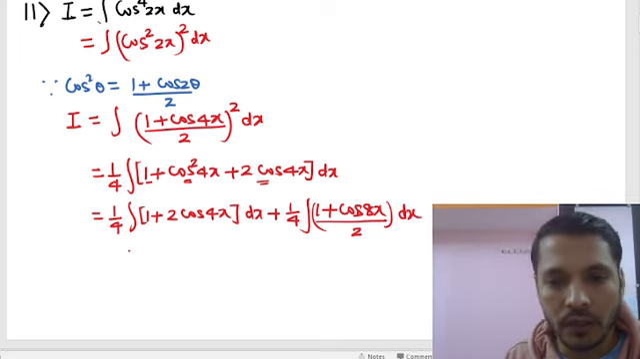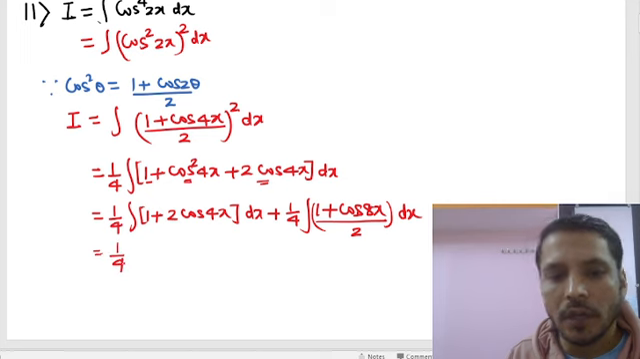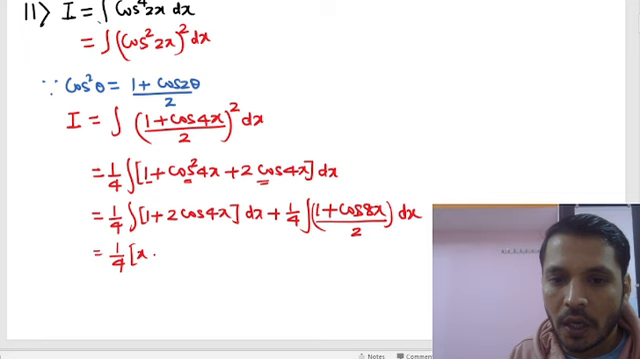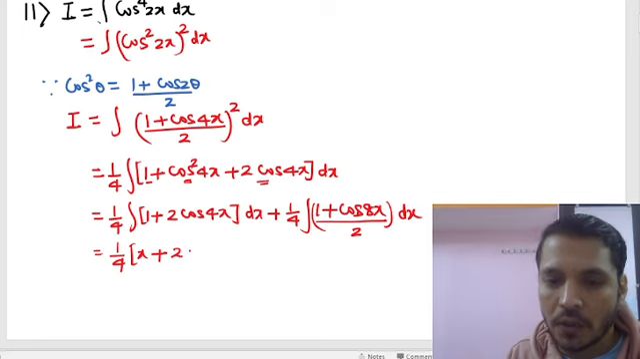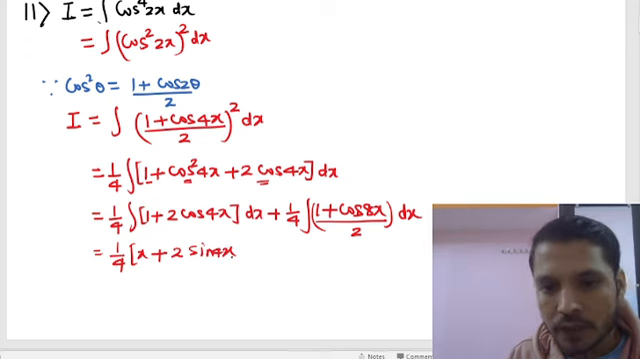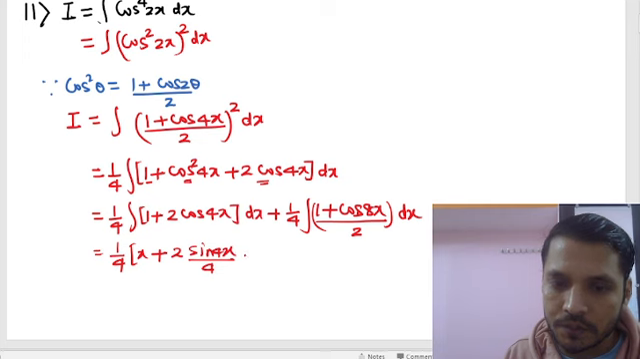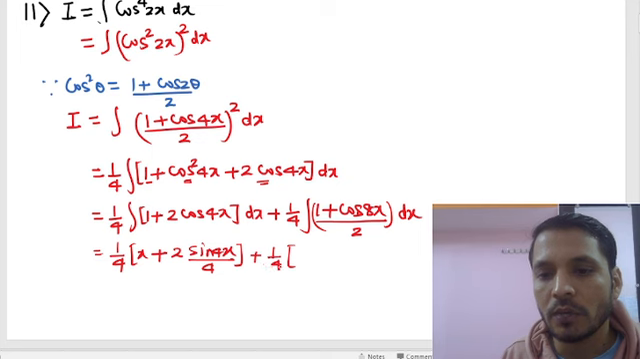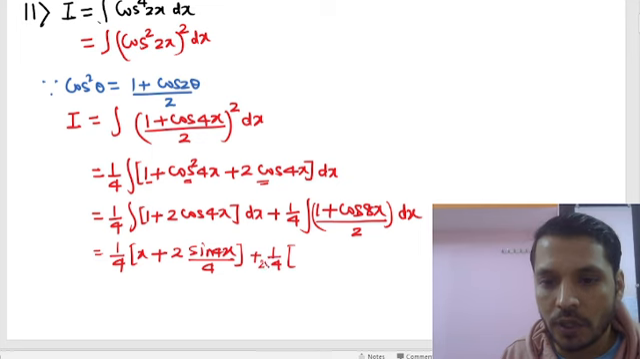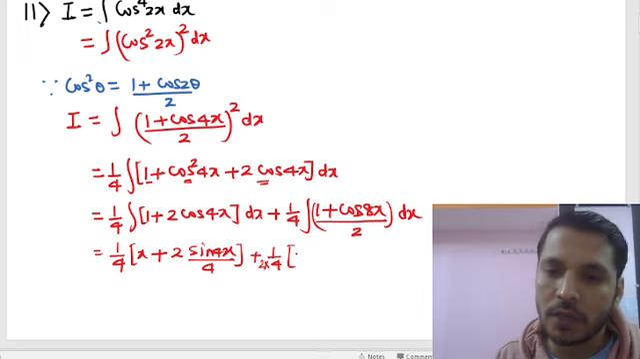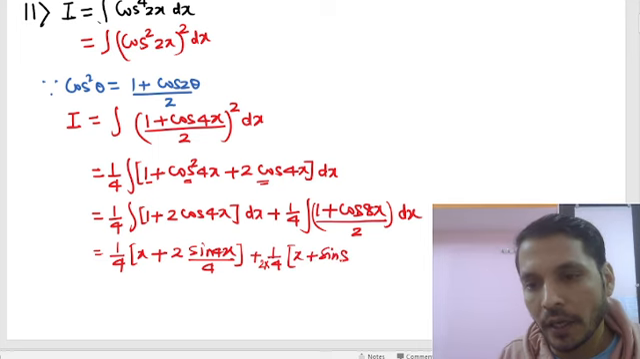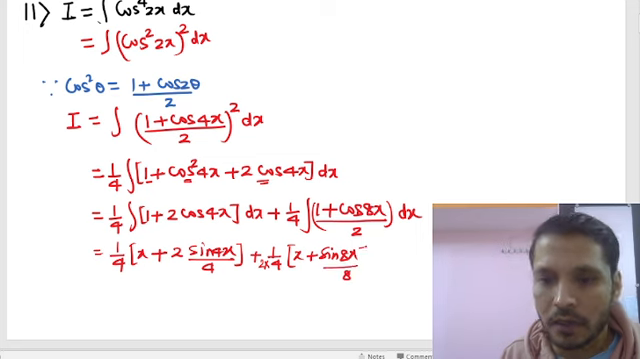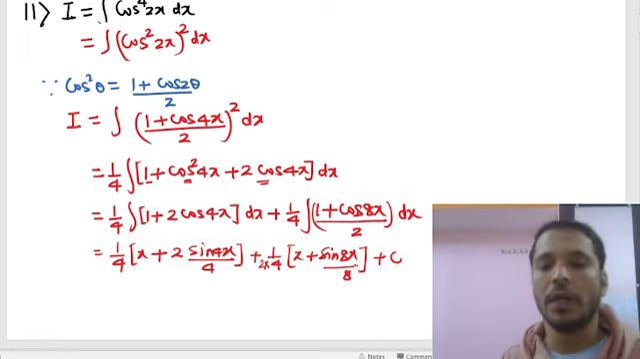Now we can write our answer. So it will become 1 by 4 as it is. Integration of 1 is x, and 2 is a constant, so 2 will be as it is, and the integration of cos is sine, so it will be sine 4x divided by 4. Now this is the answer for the first part. Now here 1 by 4 outside, and this 1 by 2 also we can take outside, so here 1 by 2 will come in multiplication, so 2 into 4. Now here integration of 1 will become x and the integration of cos will become sine, so it is sine 8x divided by 8, and then plus c at last.